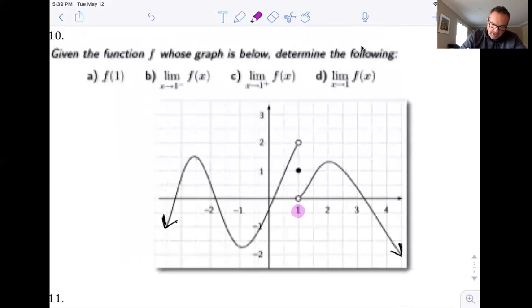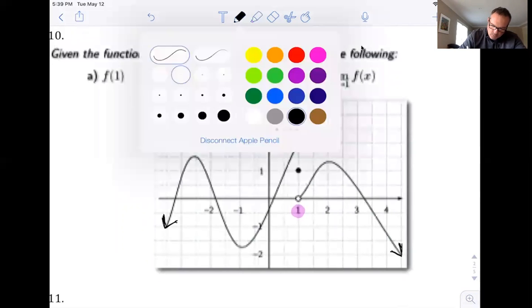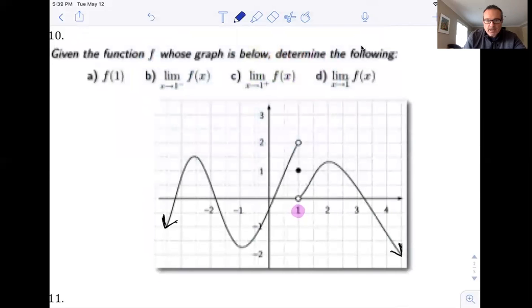So, part A says, hey, what's f of 1? Well, f of 1 means when you plug in 1, what do you get?